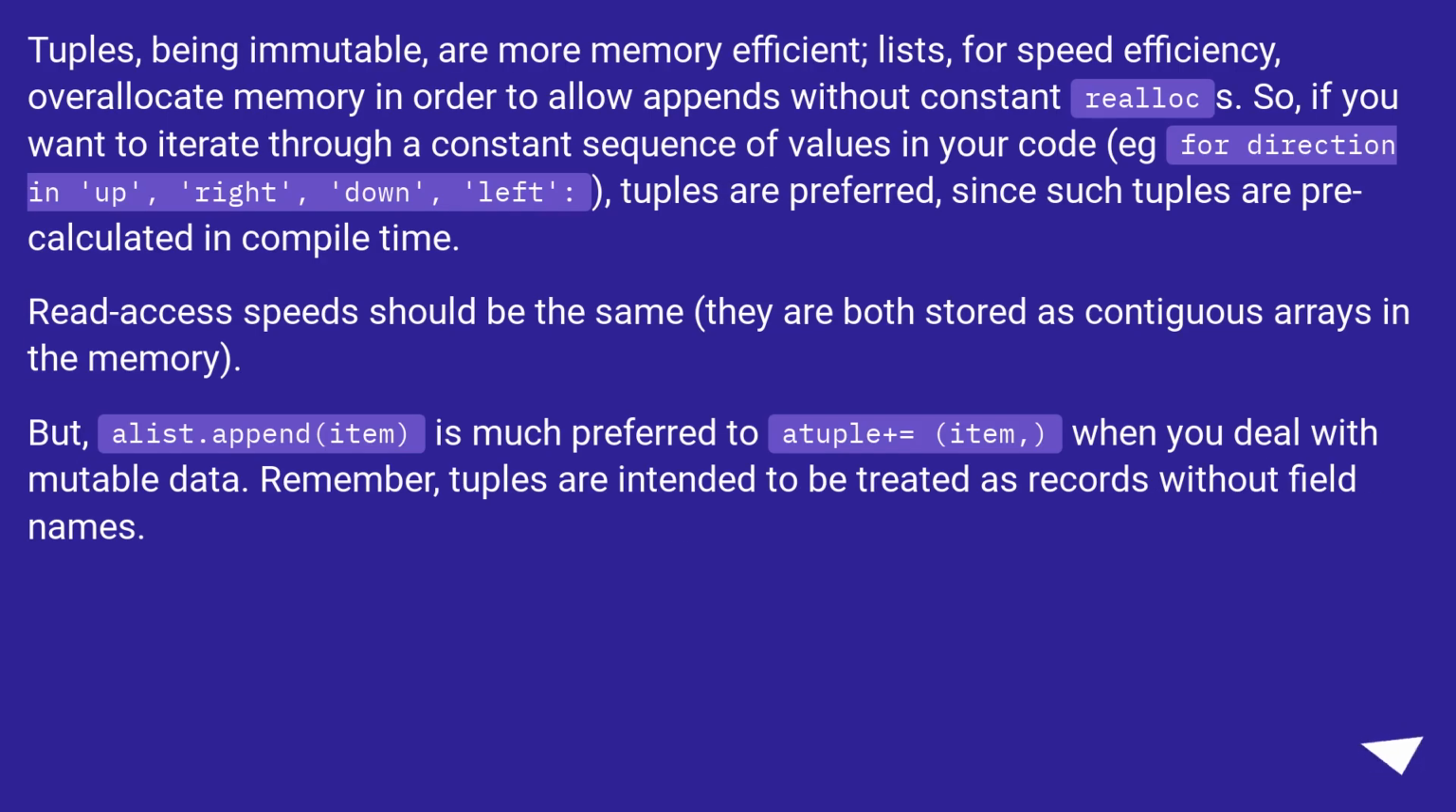Tuples, being immutable, are more memory efficient. Lists, for speed efficiency, overallocate memory in order to allow appends without constant reallocs. So, if you want to iterate through a constant sequence of values in your code, e.g. for direction in up, right, down, left, tuples are preferred, since such tuples are precalculated at compile time.